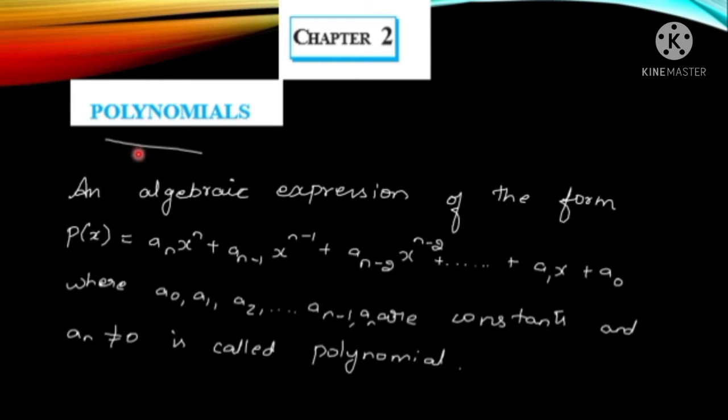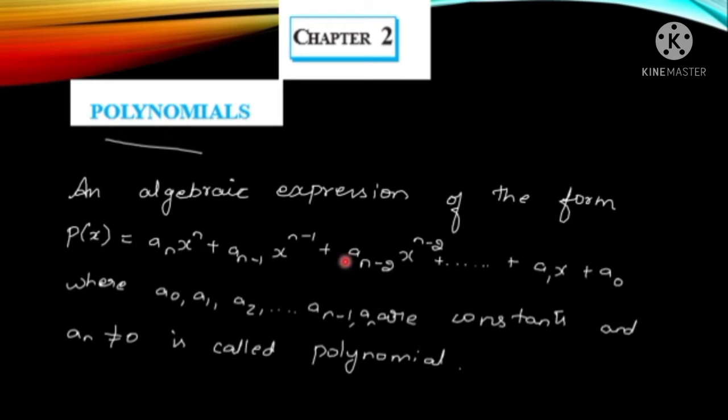Chapter 2: Polynomials. First of all, let us discuss what polynomials are. An algebraic expression of the form p of x is equal to a_n x^n plus a_(n-1) x^(n-1) plus a_(n-2) x^(n-2) plus and so on, up to a_1 x plus a_0.